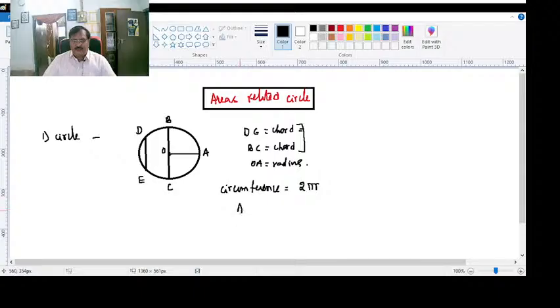Circumference also you should be aware. Area of the circle also you should be aware. Circumference means only the length of the arc. Area means the entire thing. If you want me to show area, this entire colored part is area.